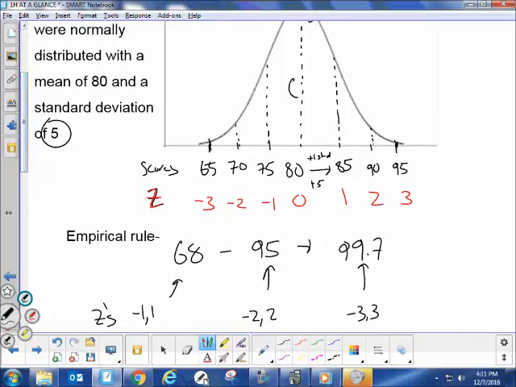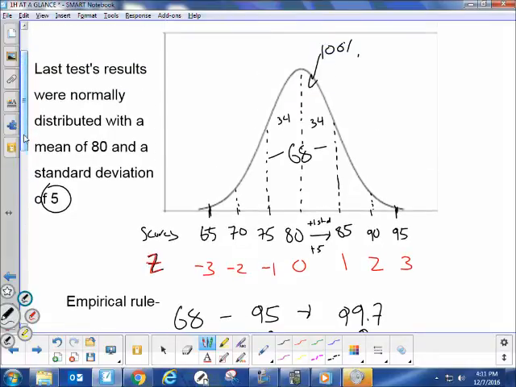Okay, 68% is here. That means 34% is in one of these boxes. It's also important to know that since this is 100% and the mean is halfway in between, 50% is below the mean and 50% is above the mean. Okay, very important to understand that. Okay, now let's do some calculations.